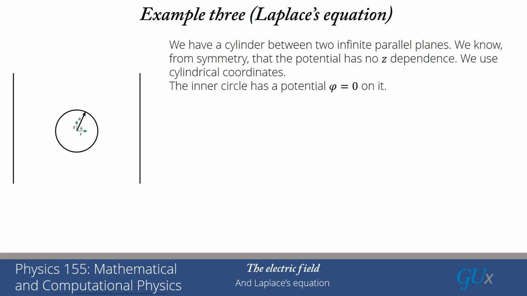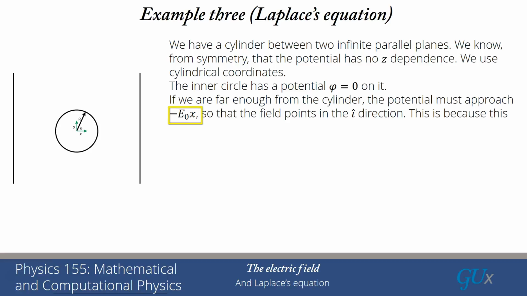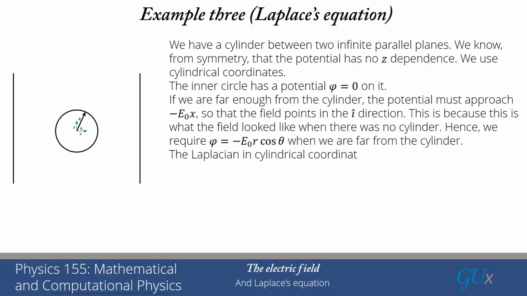The inner circle is going to have a potential 0 on it. And if we're far enough from the cylinder, then it's got to revert back to the solution that we had when there was no cylinder. And we know that the potential in that case equaled minus E0 times x, because the field always pointed in the x direction. If I'm far enough away from the cylinder, I don't really know that a cylinder is even there. And so our second boundary condition is not going to be that the potential is equal to a particular value. It's going to be, in the limit as r gets very large, we want the potential to approach minus E0 r cosine theta, which is minus E0 x in cylindrical coordinates. This is the one subtle point about trying to solve this problem.